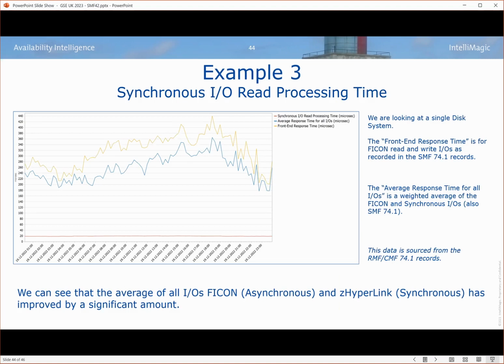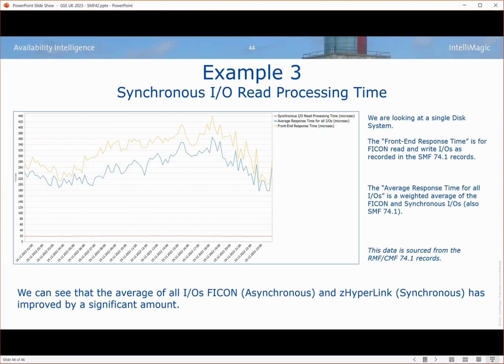And finally, when we look at how well is our FICON and synchronous IO infrastructure performing as far as read IOs are concerned, we can look at what we term the front-end response time, i.e. the reads and writes for FICON, which is in the SMF 74 record. Okay, that's an RMF record. And then the average response time for all of the IOs. And we can then see how well the synchronous IOs have helped with the total IO response time picture. Okay, so this is not 42 records, but I wanted to include it because it's a nice summary of what our zHyperLink IOs are doing.